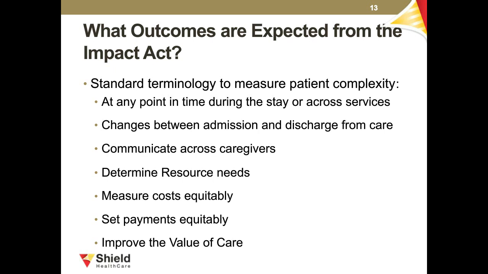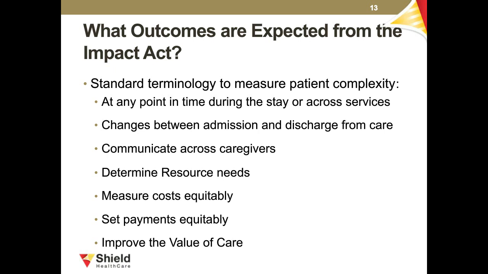So if we say what outcomes are expected from the Impact Act, standard terminology to measure patient complexity is actually one of the biggest issues that we really need to have. Another thing that we have is changes between any point. That communication should be at any point in time during the stay or across services. Changes between admission and discharge from home health, that's where our outcomes come from. That's where we can see whether we made a difference or not.